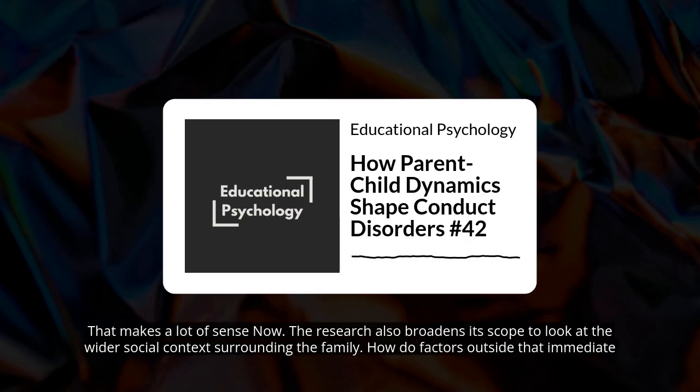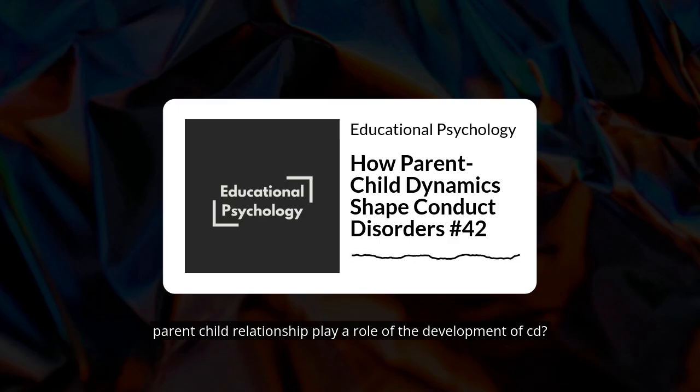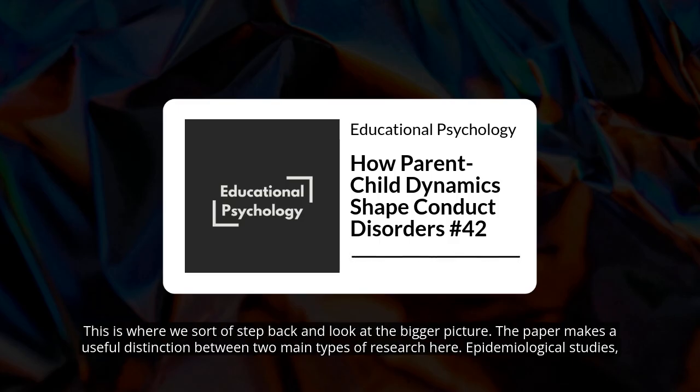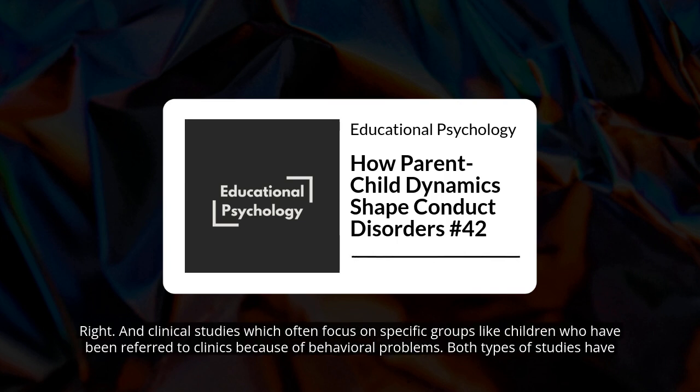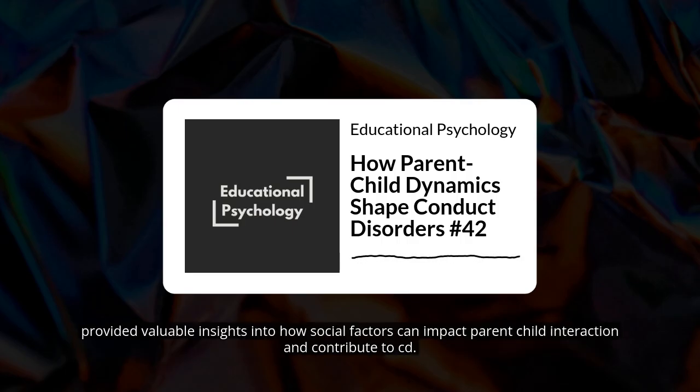Now, the research also broadens its scope to look at the wider social context surrounding the family. How do factors outside that immediate parent-child relationship play a role in the development of CD? This is where we step back and look at the bigger picture. The paper makes a useful distinction between two main types of research here. Epidemiological studies, which involve looking at large representative samples of the general population. Okay, big population studies. Right. And clinical studies, which often focus on specific groups, like children who have been referred to clinics because of behavioral problems. Both types of studies have provided valuable insights into how social factors can impact parent-child interaction and contribute to CD.